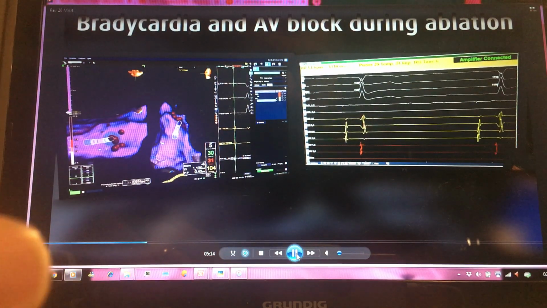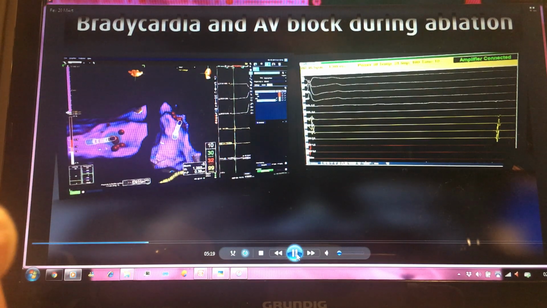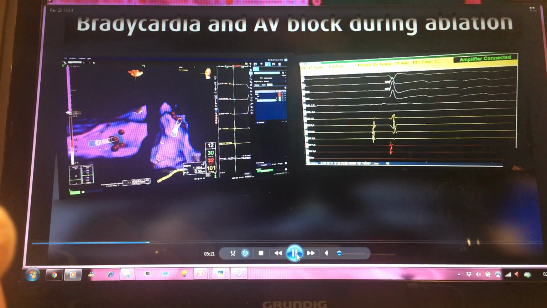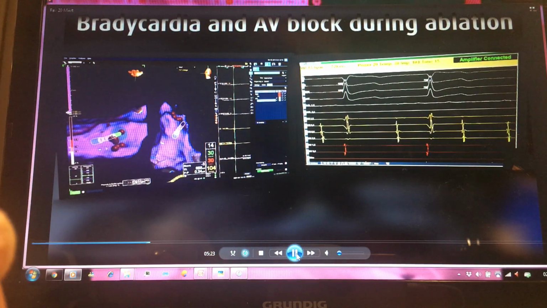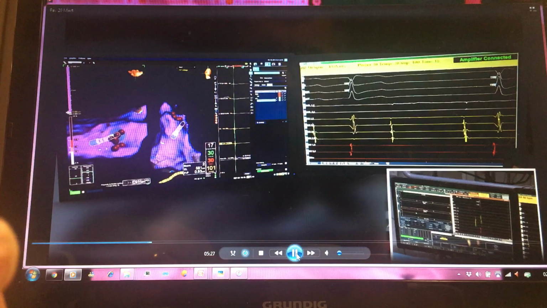Another vagal response during RF application is seen. Yes, bradycardia, AV block, yes.